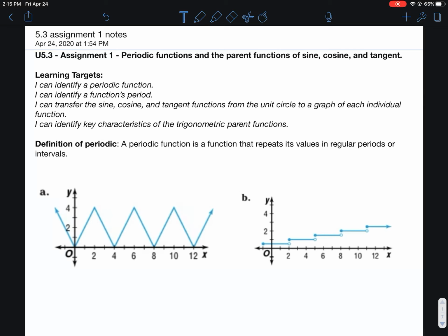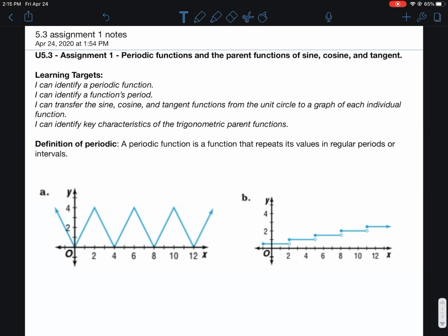And if you're continuing on to an engineering field, or at least into calculus, these will become very valuable to you. So we're going to talk today about what a periodic function is, and also the parent functions of the sine, cosine, and tangent graphs.